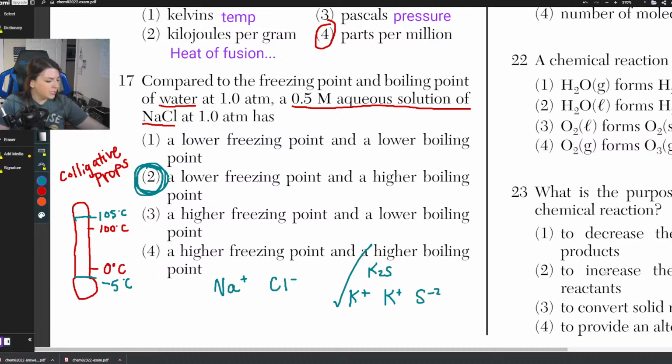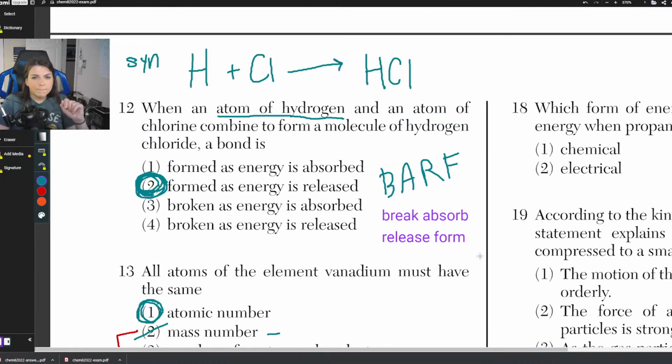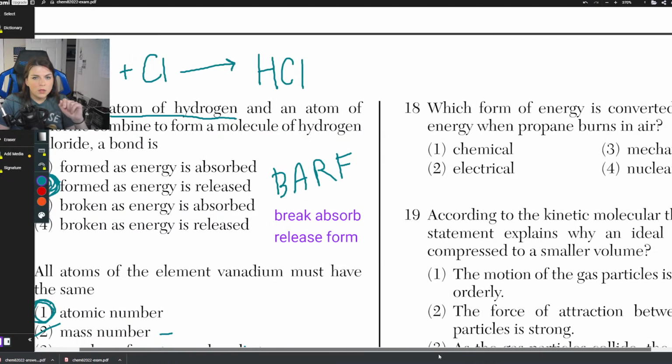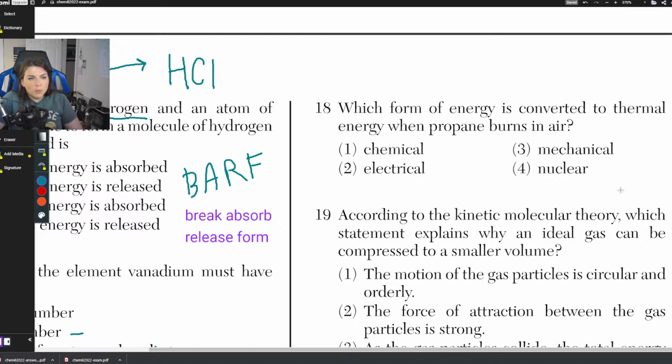Okay, moving on to question 18. Which form of energy is converted to thermal when propane burns? Okay. Mechanical energy is, first off, not used in chemistry. That's a physics term. It is your potential plus your kinetic together. It's often related to machines. That's why it's called mechanical. Nuclear would have to involve some type of nuclear reaction. Electrical, obviously, would have to involve some type of battery.